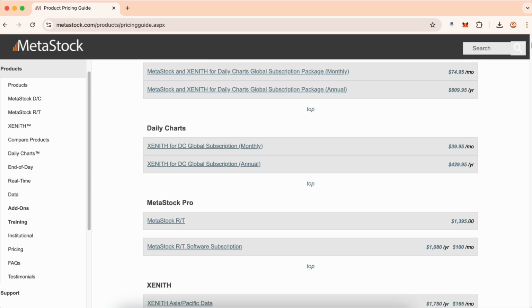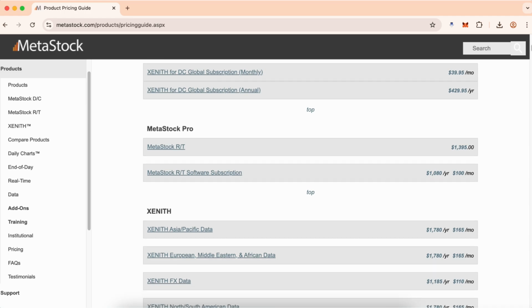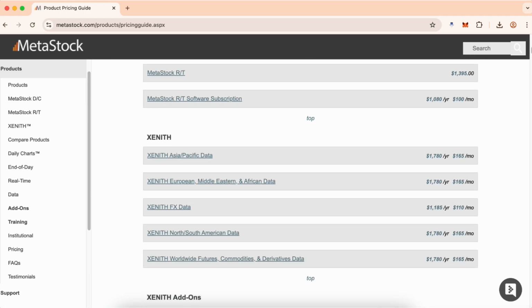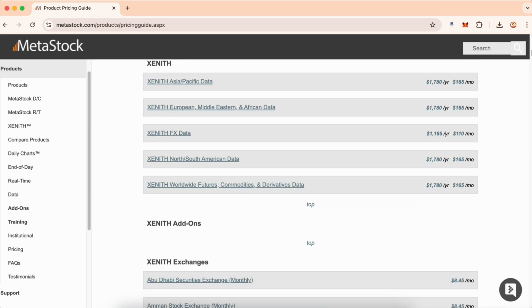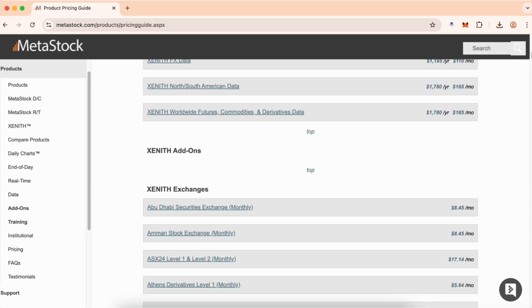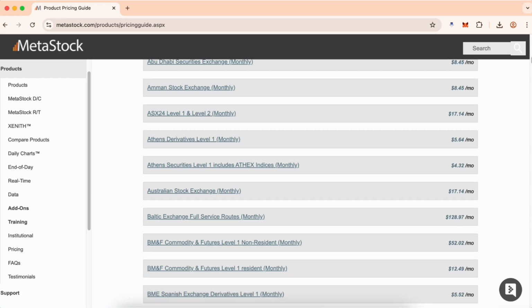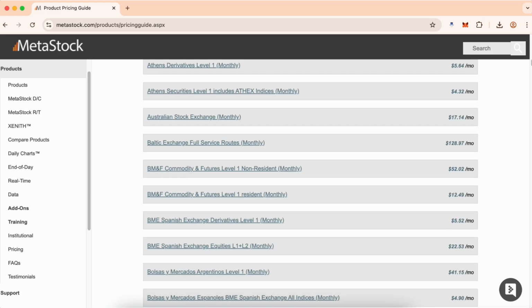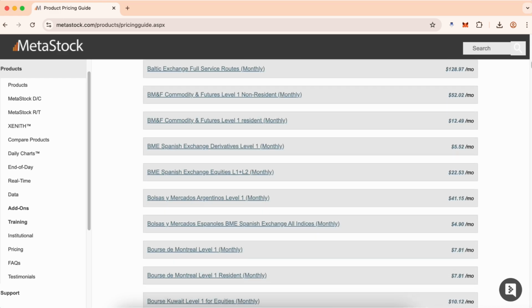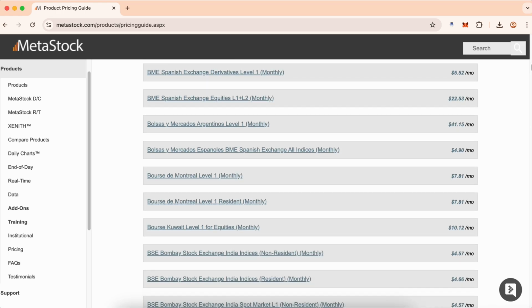MetaStock isn't cheap, and that's probably its biggest drawback. The daily charts version starts at around $599, while the real time version can cost over $1,700. Add in data feed subscriptions, and you're looking at a significant annual investment. For casual traders or those just starting out, these price points might be prohibitive.